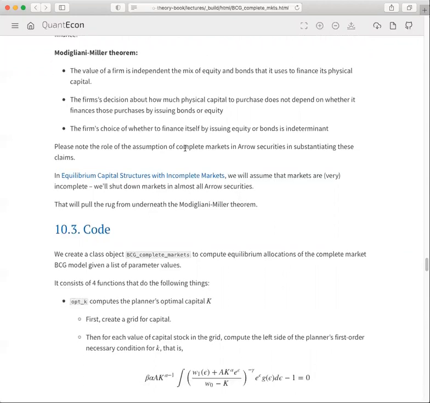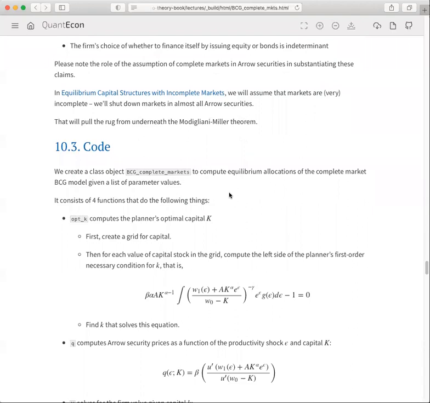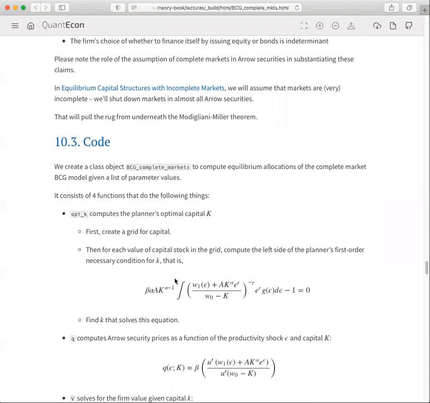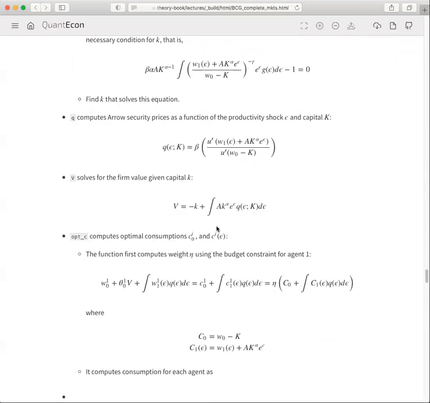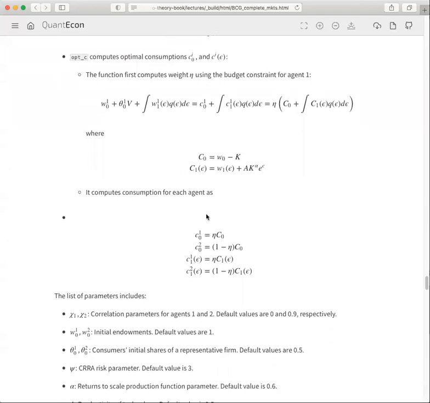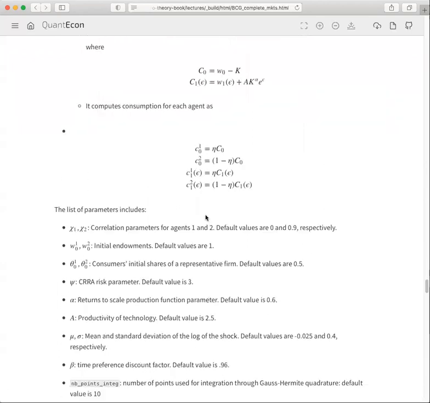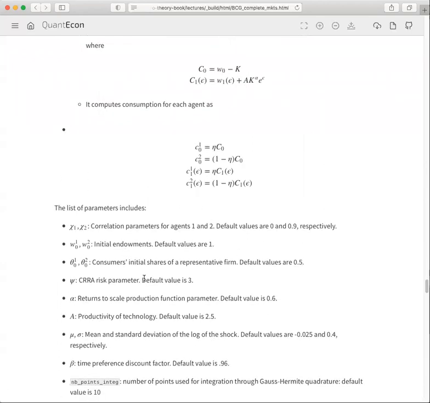The remainder of this QuantEcon lecture, you're going to find code for computing an equilibrium, and the code looks a lot like the equations that we've written and gone through before. So I'll let you look at that on your own if you wish to.